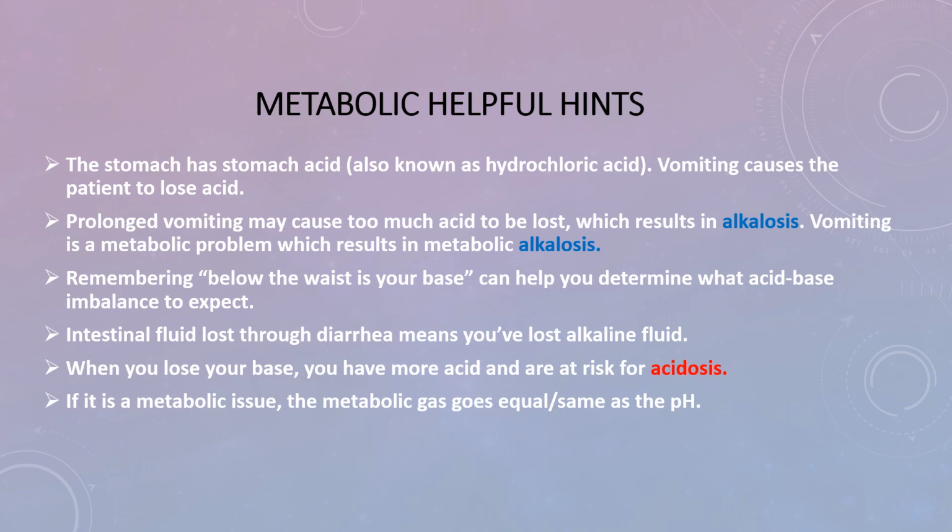Remembering below the waist is your base can help you determine what acid-base imbalance to expect. Intestinal fluid lost through diarrhea means you've lost your alkaline fluid, you've lost your base. When you lose your base, you have more acid and are at risk for acidosis. If it is a metabolic issue, the metabolic gas goes equal, or the same way, as the pH.